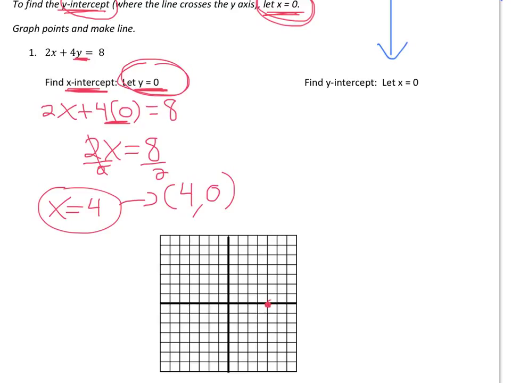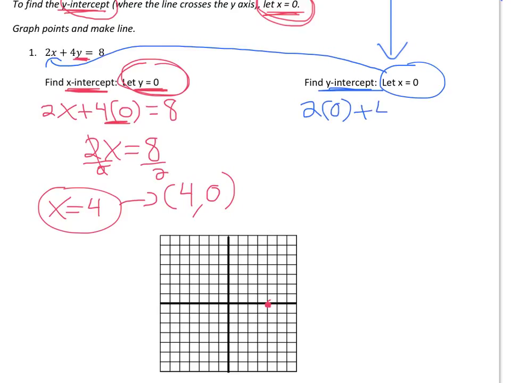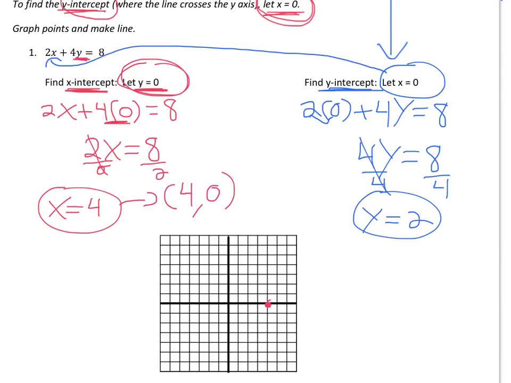And then to get the y-intercept, I'll do this in a different color. I'll do it in blue. To find the y-intercept, let the opposite variable of x equal 0. So I'm going to plug x equals 0 right into here. So I'm going to have 2 times 0 plus 4y equals 8. Good thing again, 2 times 0 is 0. So 0 plus 4y is just like saying 4y equals 8. Real simple one-step equation, divide by 4, and 8 divided by 4 gives me 2. So that tells me the y-intercept is 2.